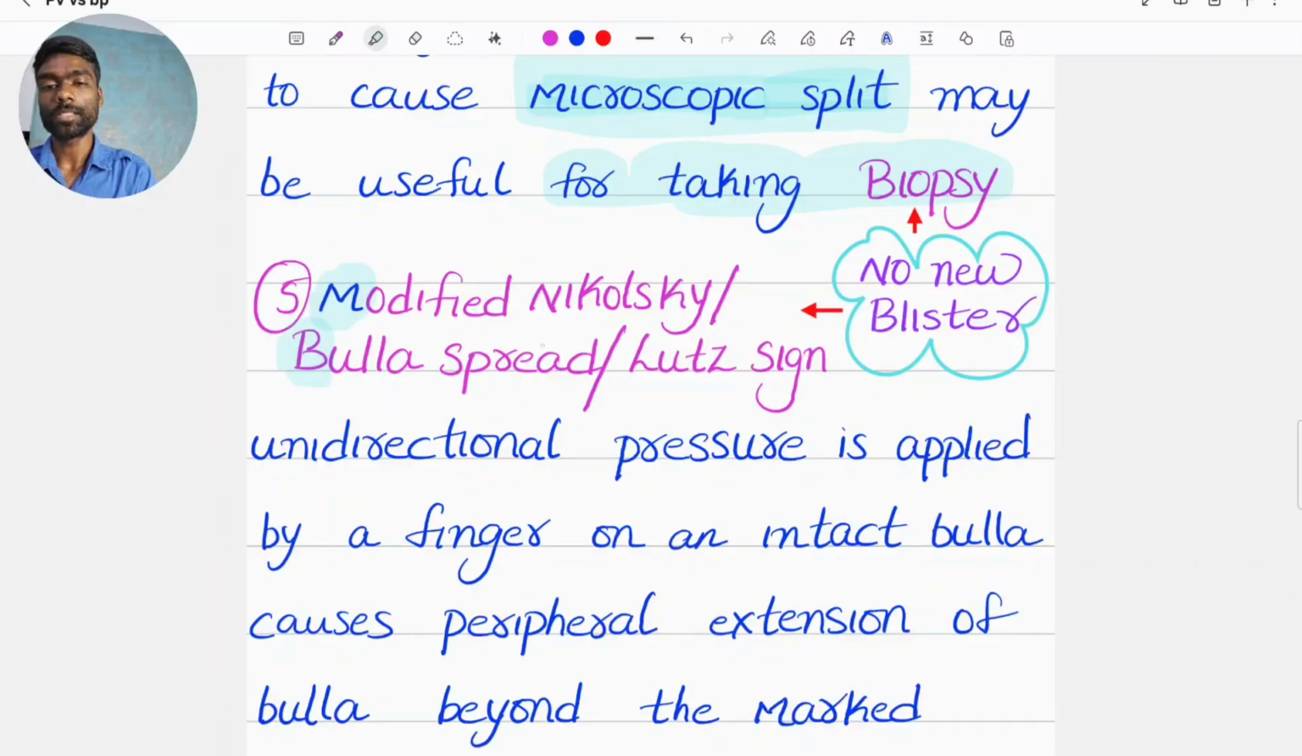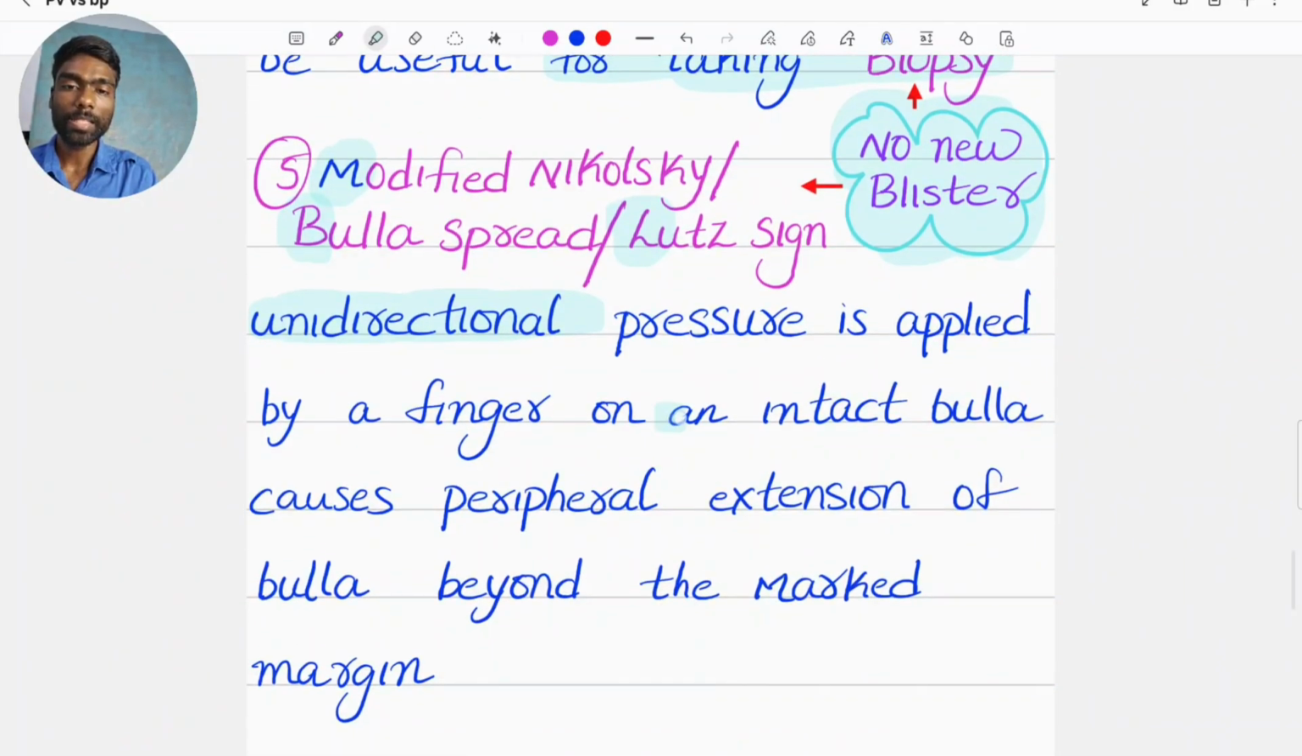Modified Nikolsky or Bullous spread sign or Lutz sign, same. If no new blisters are there, we will create a new blister using an old blister. We'll exert unidirectional pressure on an intact bulla, causing peripheral extension of the bulla beyond the marked margin. We will mark the margins of the old bulla. We'll apply unidirectional pressure leading to peripheral extension of the bulla. Is nothing but bulla spread sign. B for bulla, B for intact bulla.